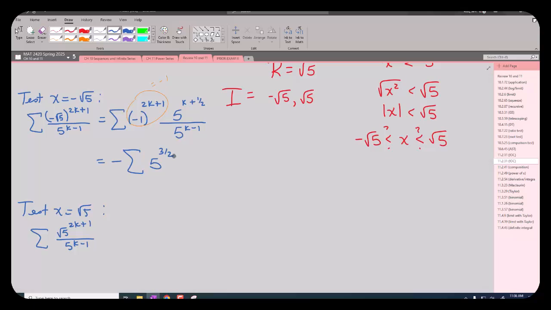Yeah, one or the other. Think about what the series looks like. There's no k in it. So you're just adding the same thing again and again. When k is 1, you have a 5 to the 3/2. When k is 2, you have a 5 to the 3/2. When k is 3, you have a 5 to the 3/2. So does that converge? No.